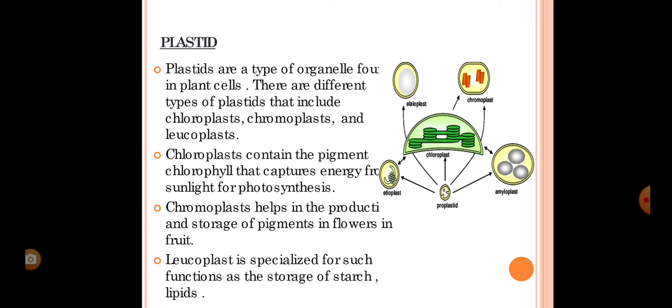Next is chromoplast. It contains other pigments, red and orange, so it helps in the formation of color in fruits and flowers. That means it also helps in pollination indirectly. And the last one is the leucoplast. It is a specialized structure for food storage. What kind of food? Starch and lipid, carbohydrate and lipid. So the leucoplast stores starch and lipid.